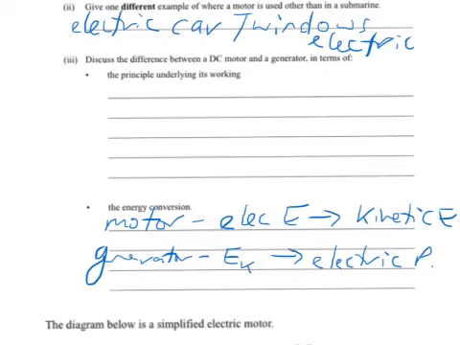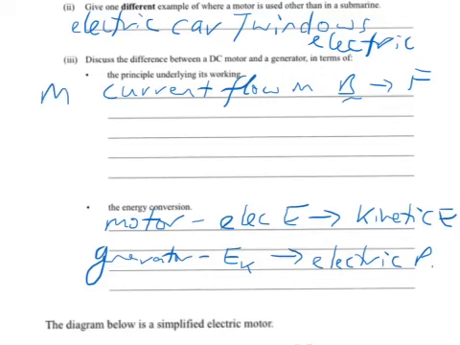But the principle underlying its working is that for a motor, current flowing in a magnetic field produces a force, and that force is used to make something turn. That's kind of the whole point. And that's for a motor.